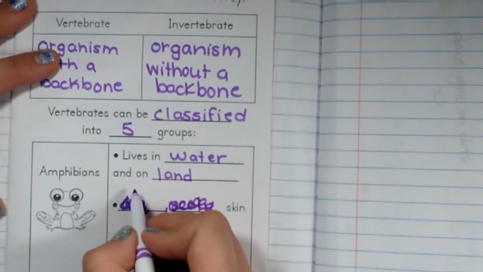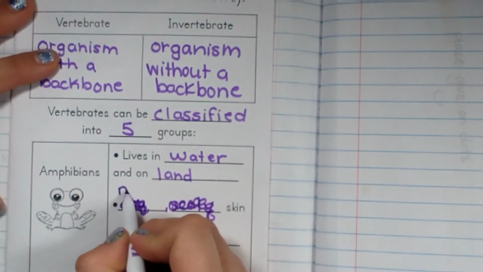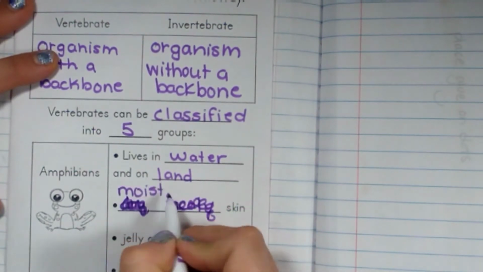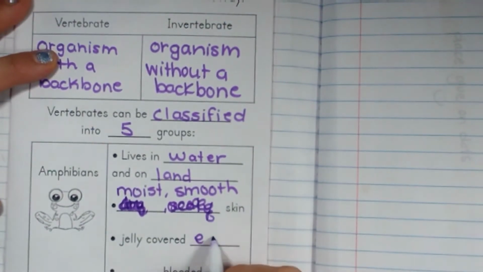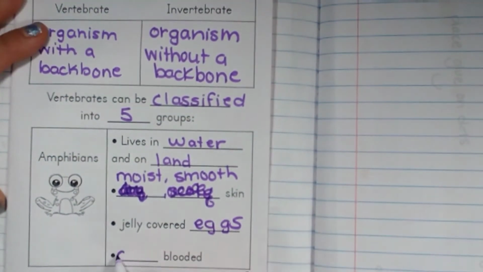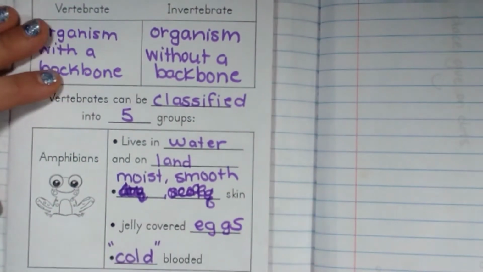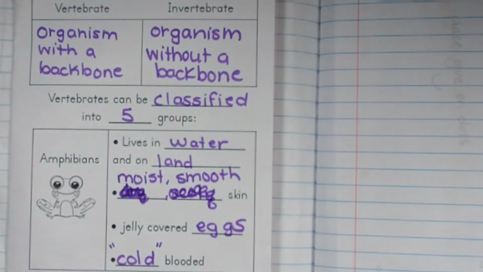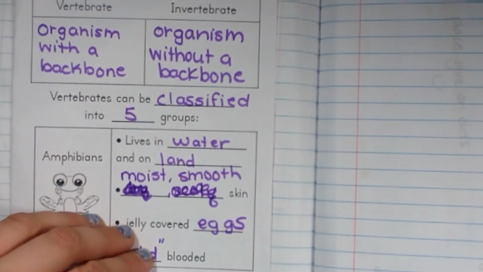They have moist, smooth skin. They have jelly-covered eggs. And they are considered cold-blooded, meaning their body does not control its own temperature. If they're warm, they have to go in the water to cool off. If they're too cold, then they have to go in the sun to warm up. Okay.